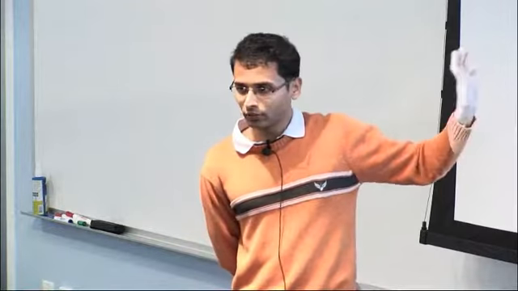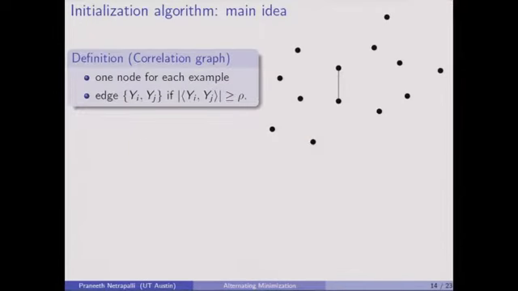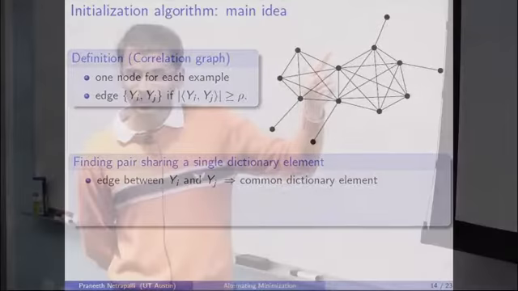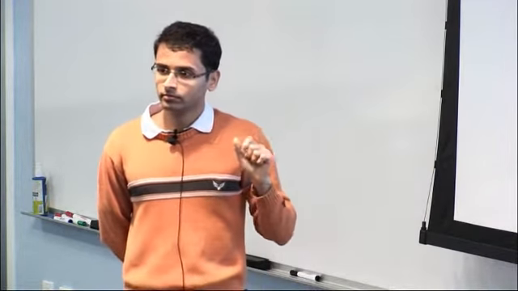So to do this, we define a graph which we call the correlation graph. In this graph, each node corresponds to an example, and we draw an edge between 2 examples if they have high inner product. The first observation we make is that if there is an edge between 2 examples, yi and yj, it means that they share a common dictionary element. This is because if they do not share any dictionary elements, they have very few dictionary elements, and all of them are incoherent with each other, so the inner product will be very small. And so since the inner product is large, they have a common dictionary element.